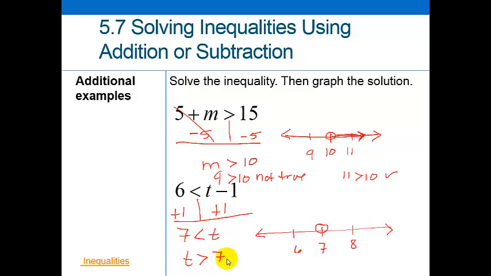So I plug in 6. Is 6 greater than 7? No. So it's not going to open up to the left. It's going to open up to the right. And again, you could still use this inequality if I put in 6, 7 less than 6. Oh, that's not true. So it wouldn't open up that way. And then tomorrow we're going to be working on multiplication and division.